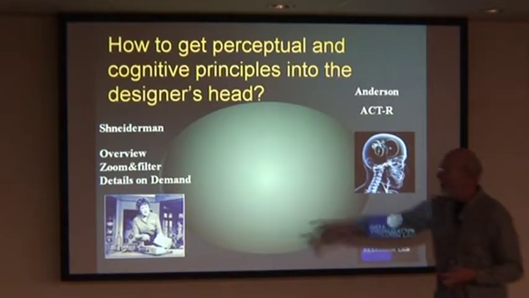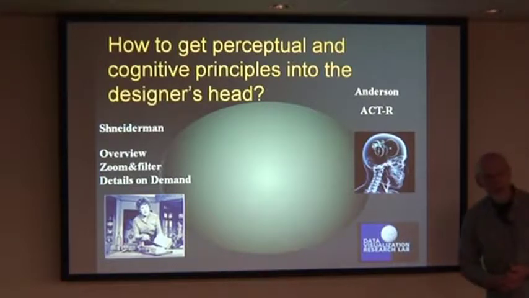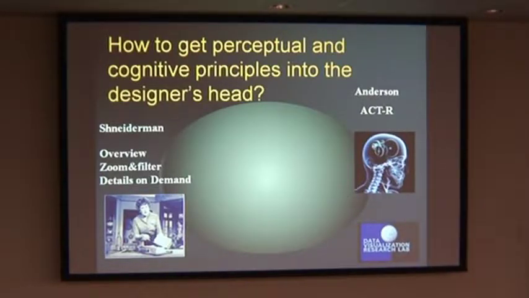At one end, we have Ben Shneiderman with his mantra, which is a kind of design heuristic: overview, zoom and filter, details on demand. Although that's useful, it's extremely general, and it doesn't tell you in detail what to do. It really doesn't say very much about cognition. It's essentially a design heuristic that we should make it easy to get overviews, and easy to zoom in and get details. That's pretty acognitive.